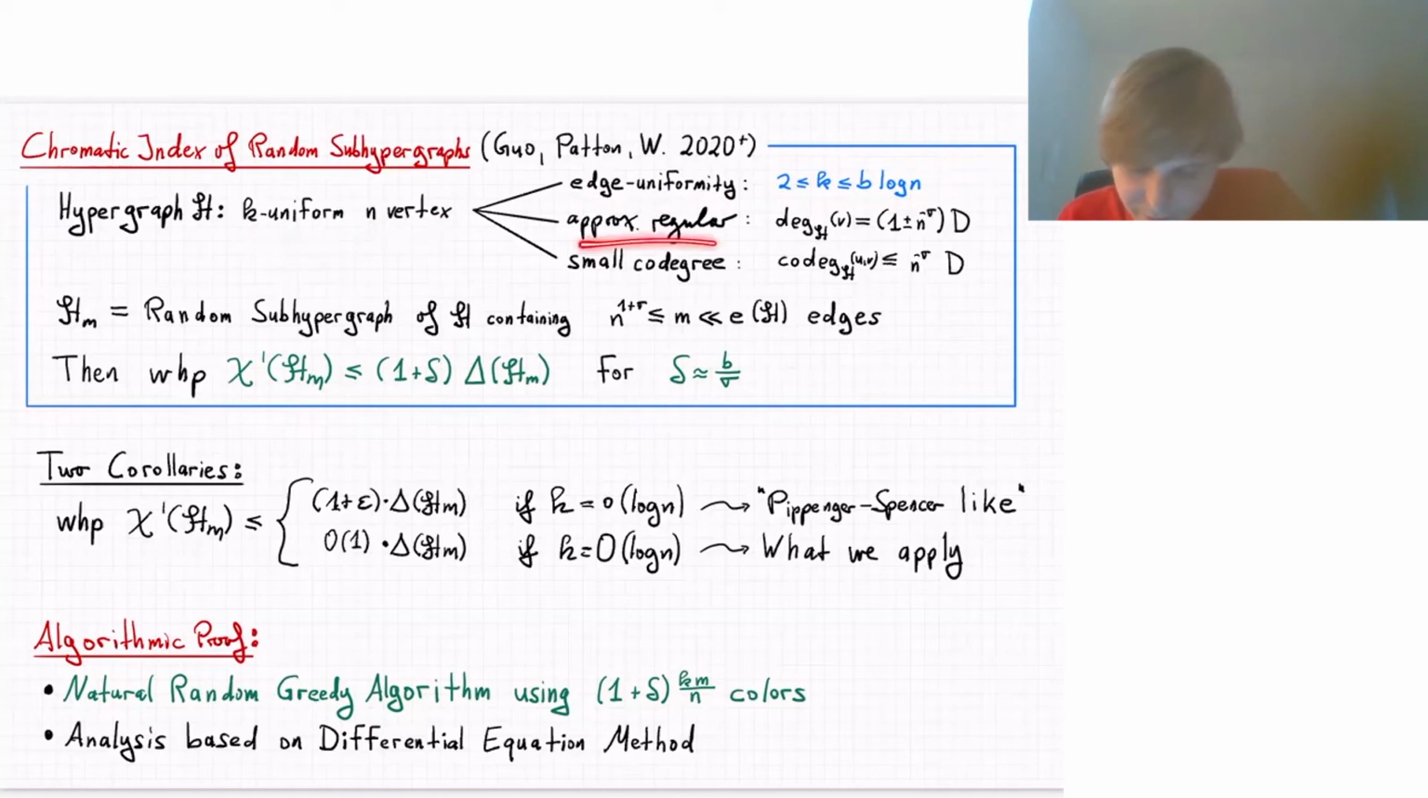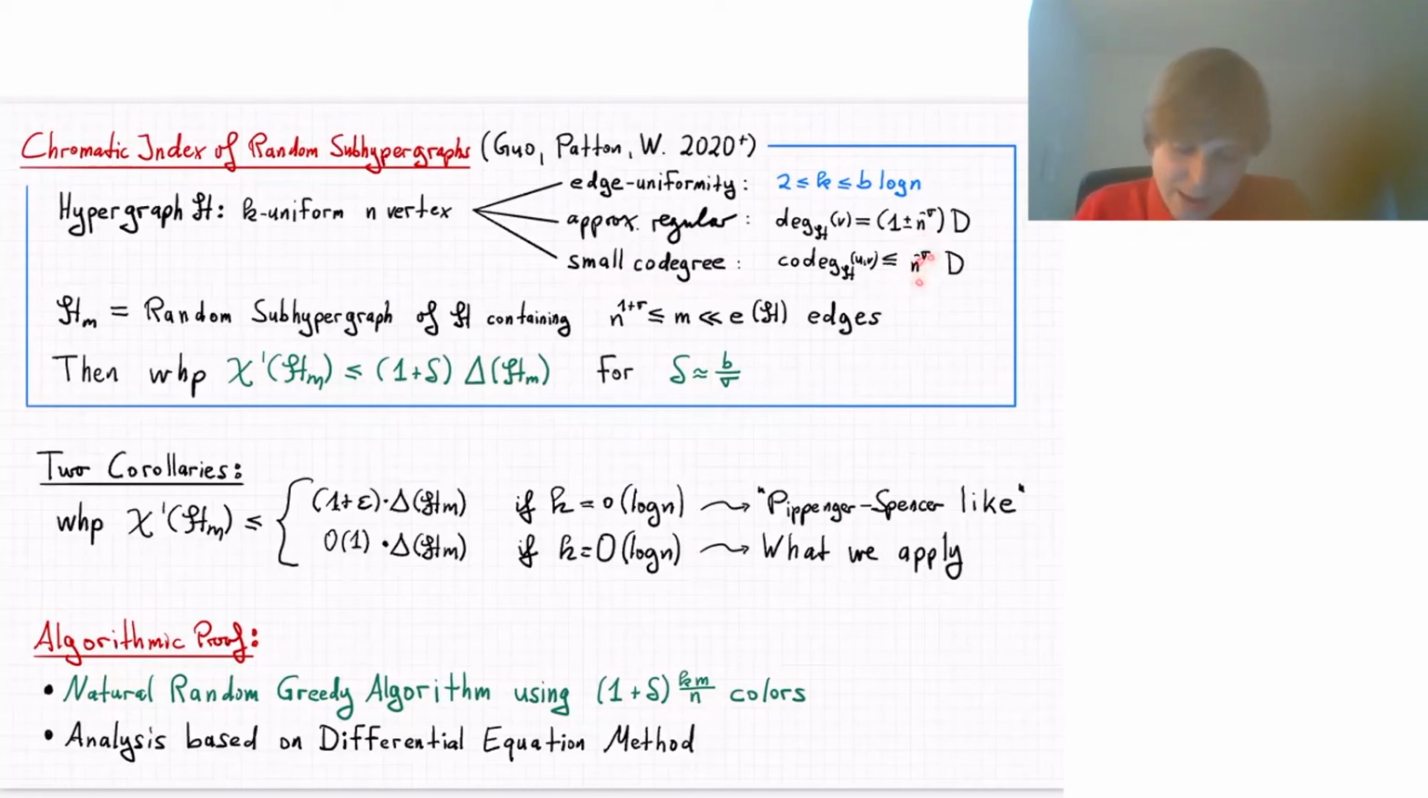Then we want some very strong form of approximate regularity and small codegree. By very strong approximate regularity, I mean something like this: the degree of each vertex is, up to some polynomial error term, equal to d. Okay, so it's 1 plus or minus n to the minus sigma, for some constant sigma, times d. So it's very, very regular. And in comparison to the degree, the codegree between any two vertices u and v should be significantly smaller. In this case, some polynomial factor smaller, n to the minus sigma times d.